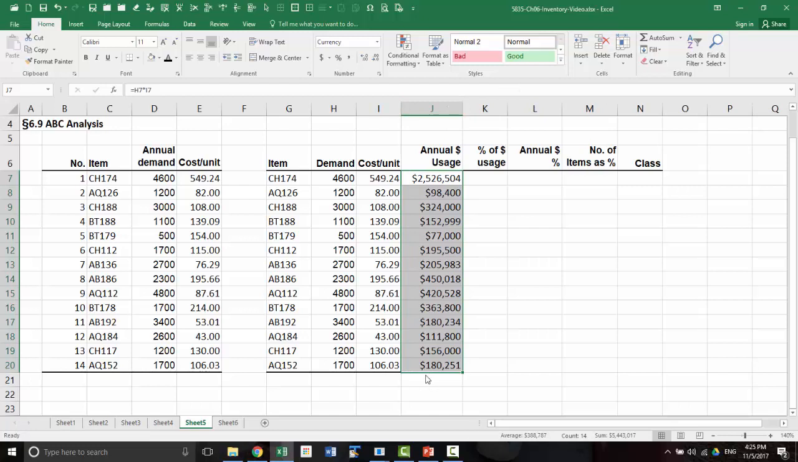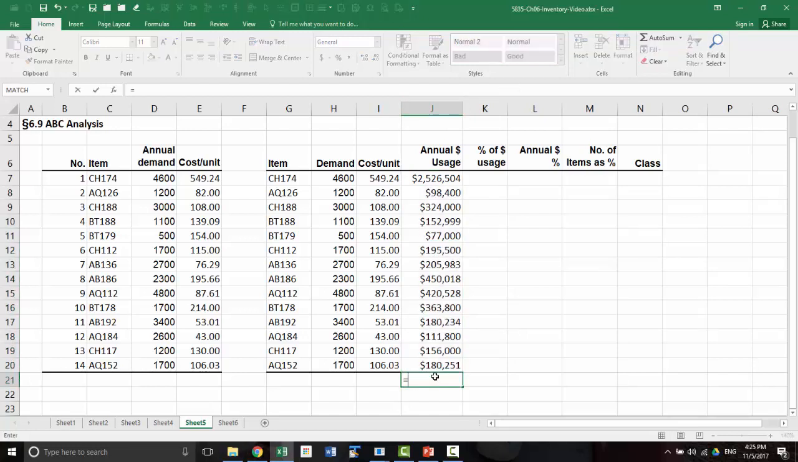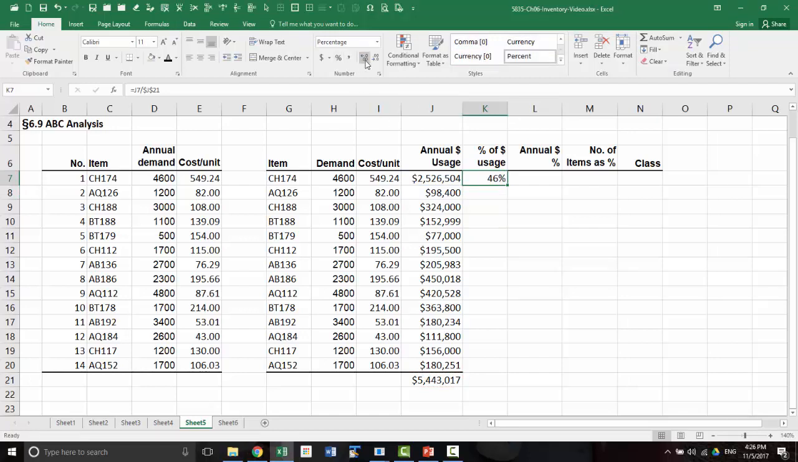So if you sum these values, that tells us our total dollar expenditure on inventories in 1 year. If you divide that into each dollar value, that divided by that, and of course we have to absolute reference that, and let's make that into a percent. All right, so that gives you the percentages.